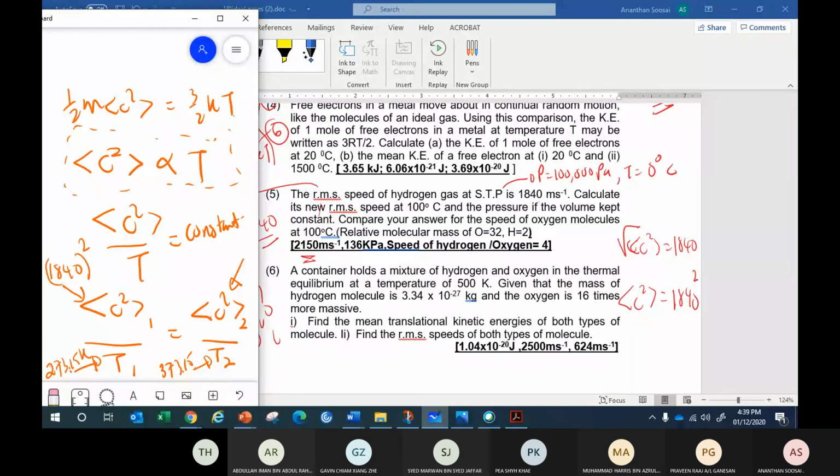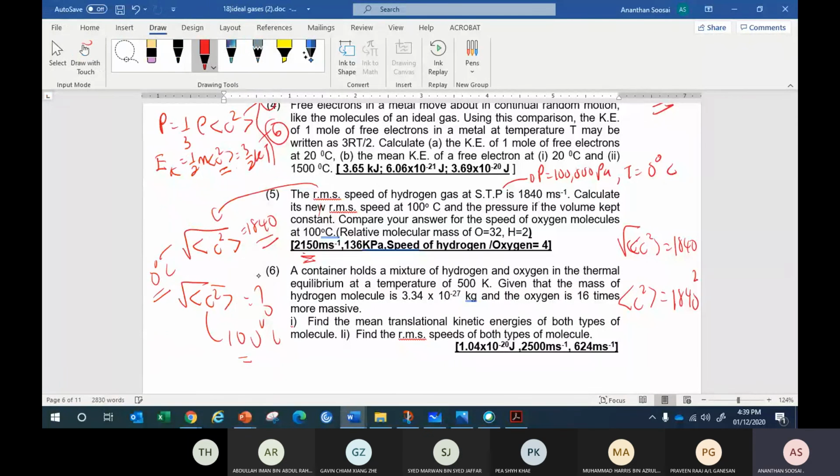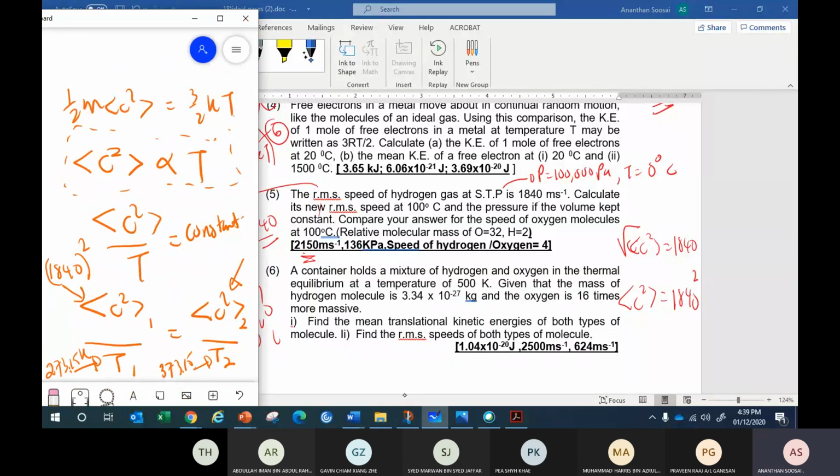Okay. So if you got 2154, the first comparison. They're asking for root mean square speed. You should think like this. The mean square speed is proportional to temperature. So mean square speed over the temperature is constant. So that ratio must be the same. You substitute, but temperature must be in Kelvin.